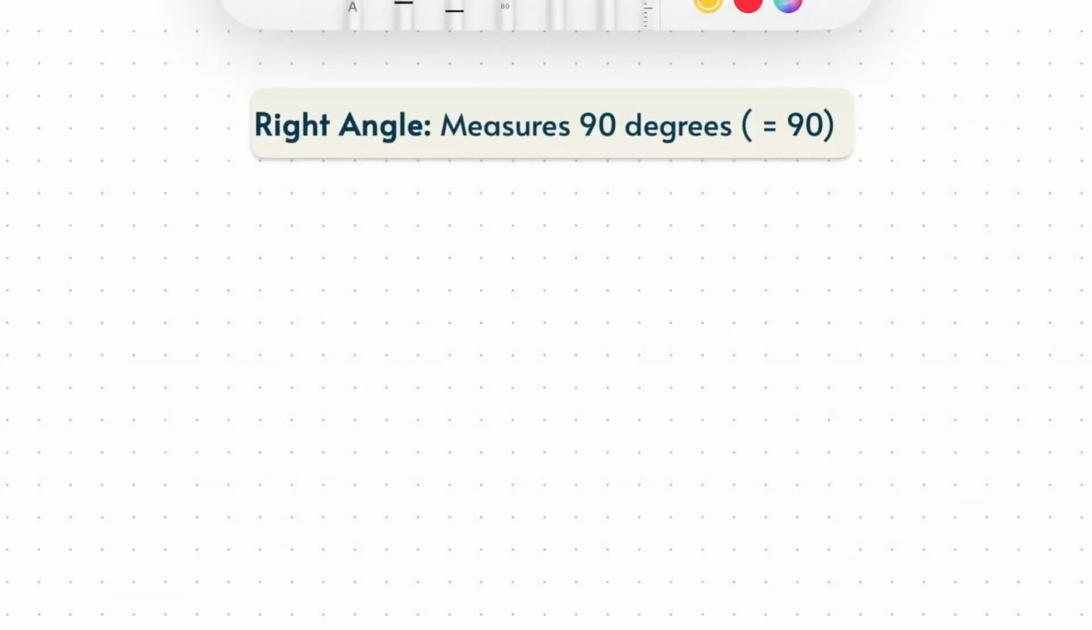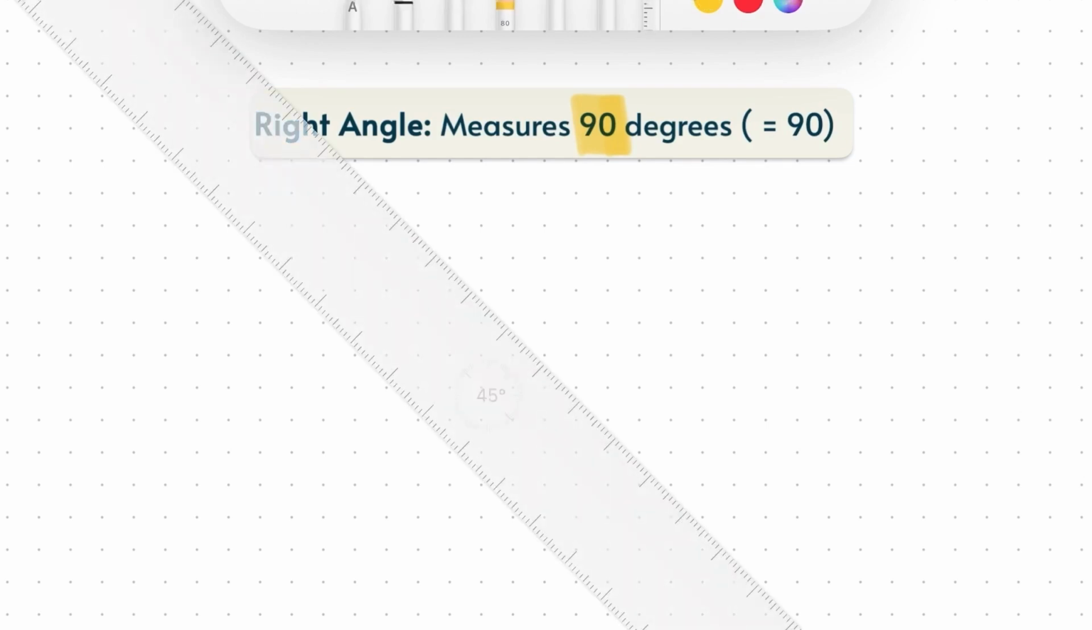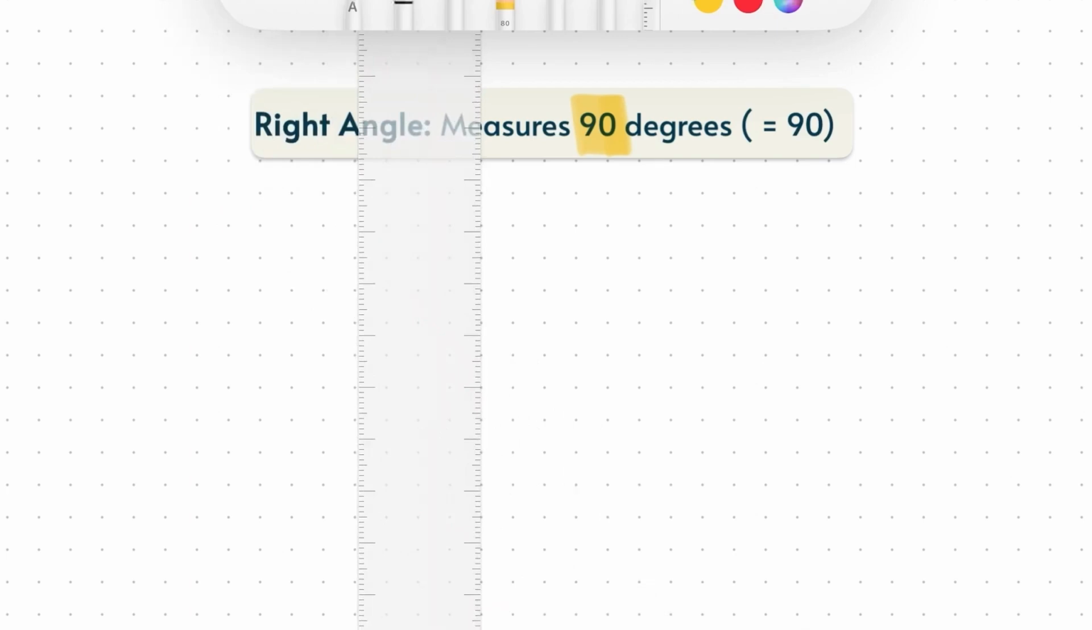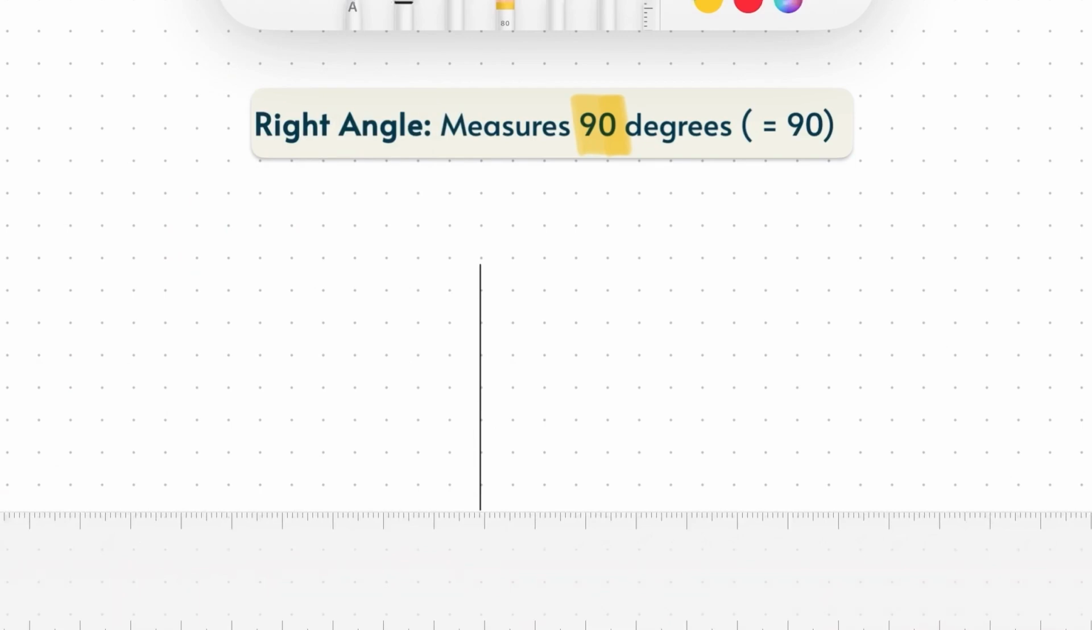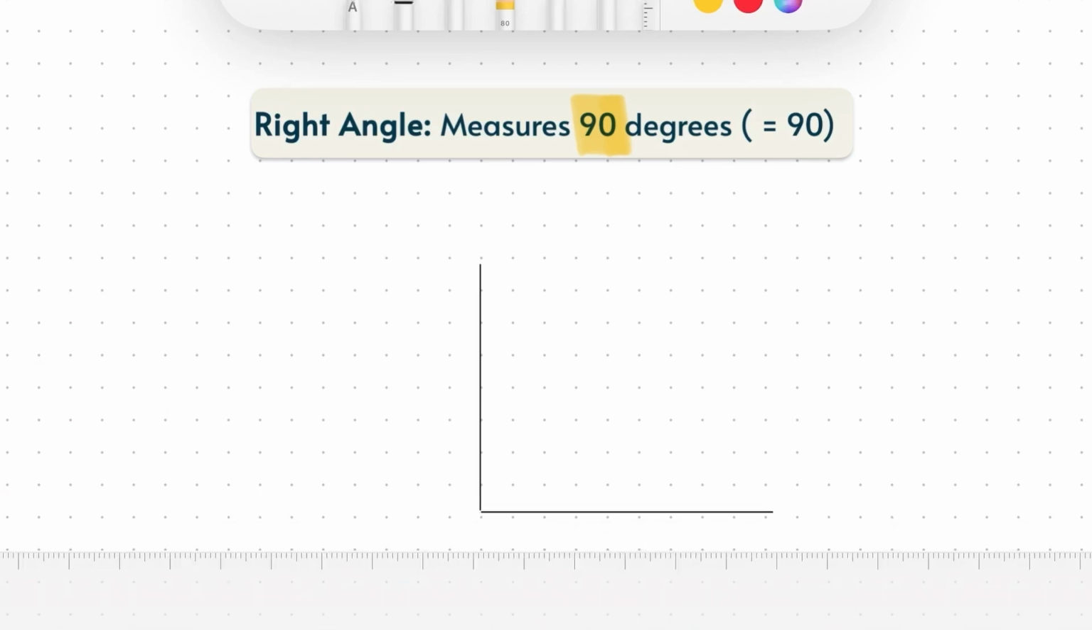So what is a right angle? These are any angles that measure exactly 90 degrees. So how would this look if I were to construct one? Well, let's see. Using my ruler, I can construct a right angle by drawing two lines that intersect at a common point. These two lines must form a 90-degree angle, like this. So that is a right angle.